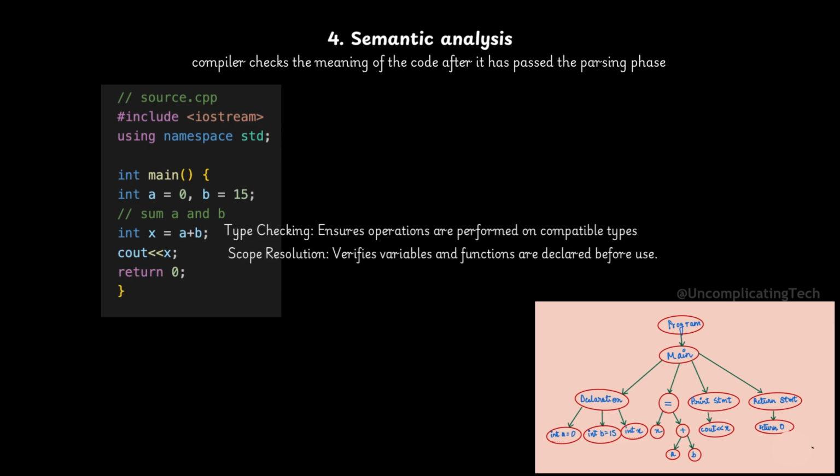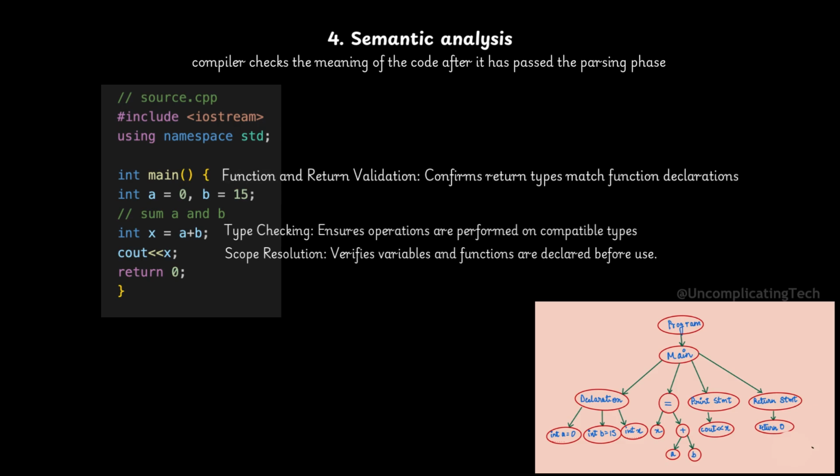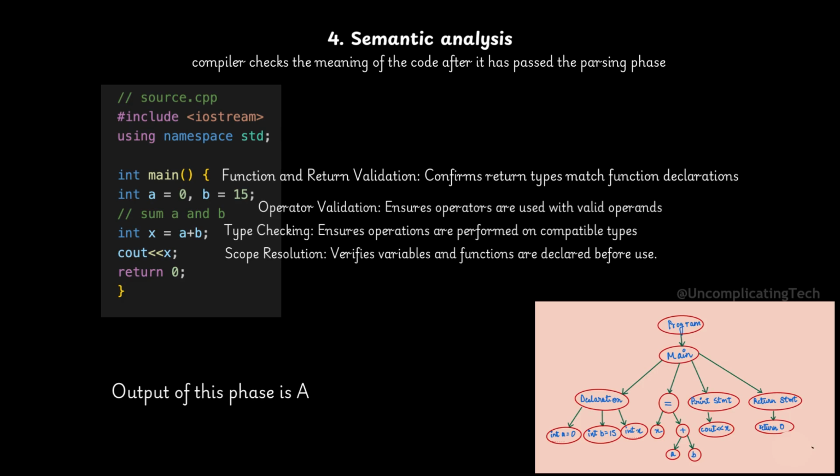Scope resolution verifies variables and functions are declared before use. For example, it checks if x exists in scope before cout. Function and return validation confirms return types match function declarations. For example, int main must return an integer. Operator validation ensures operators are used with valid operands. For example, the plus sign works with integers or floats or valid types. An annotated syntax tree with additional details like types, scopes, and resolved references is passed to the next phase.